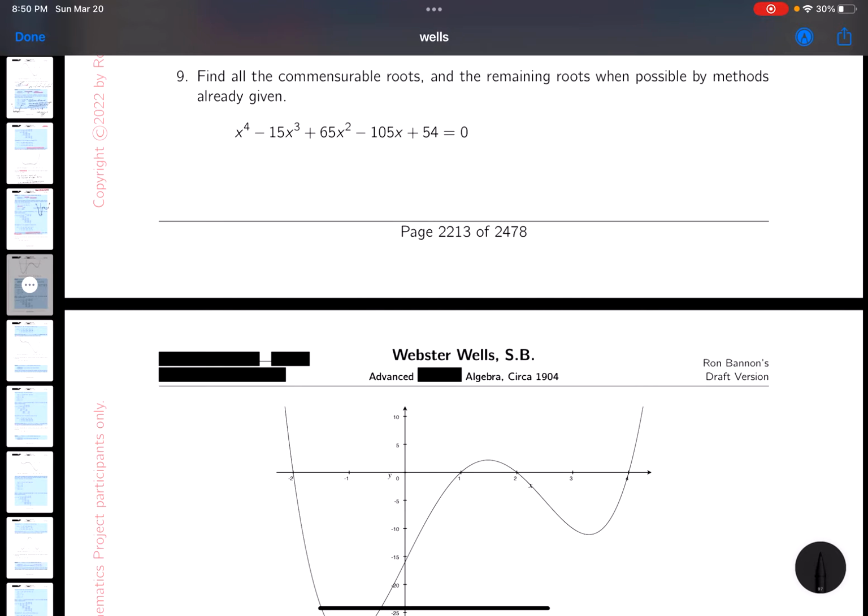Okay, number 9, let me write this down, f of x equals x^4... and I'm looking for the roots, by the way. Now, the only roots I'm really looking for are what's called the rational roots. And there are candidates for those rational roots, and that's all we're looking for.